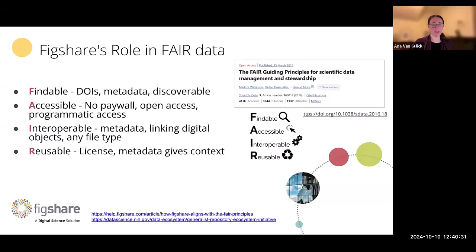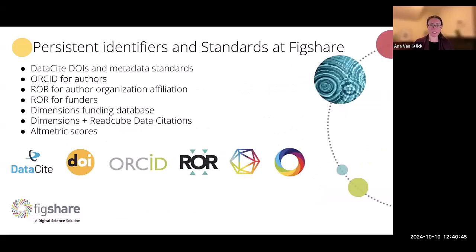And then reusable. Figshare allows for standard license types. Any license with a URL can be configured to be added to the repository. And then, of course, that metadata gives context about how the work can be reused. I wanted to highlight those persistent identifiers and some of these standards in particular, because they're very important for meeting the federal guidelines laid out by White House Office of Science and Technology Policy, and will very likely play quite a big role in the future public access policy for USDA.